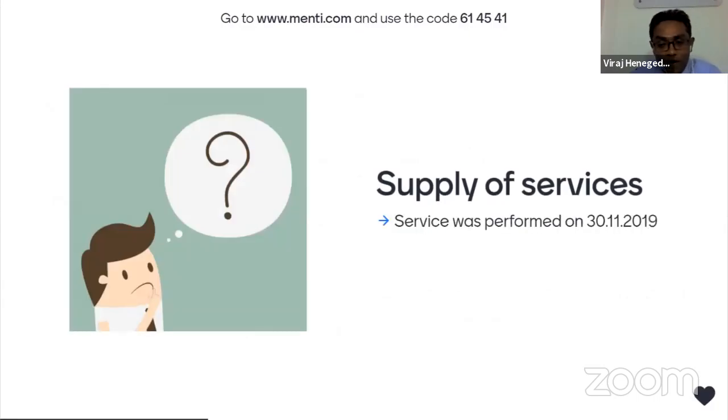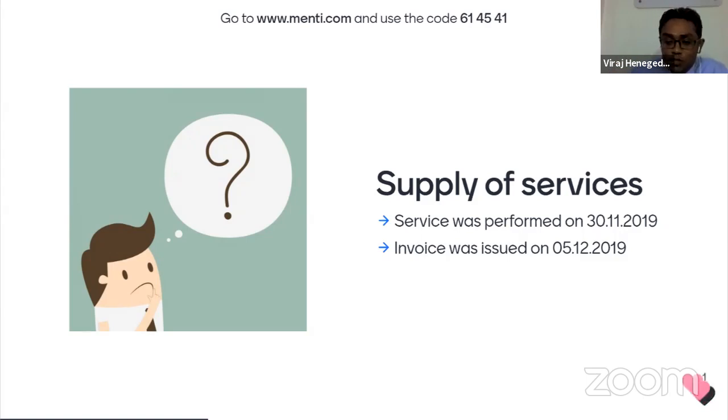Supply of services. Now, I want to take you through a practical example. As all of you are aware, until 30th November 2019, our VAT rate was 15%. Now it has been reduced to 8% with effect from 1st December 2019. Just imagine a situation where you perform your service on 30th November, then you issue your invoice on 5th December 2019. In this example, the time of supply is 5th December, not 30th November. 5th December is the time of supply because you have issued your invoice within 10 days of providing your service. So this is what you need to understand.